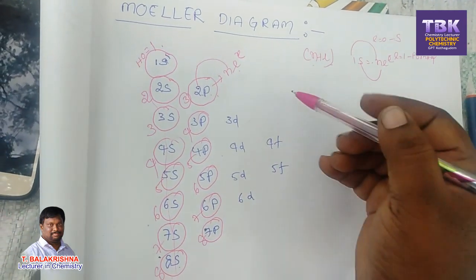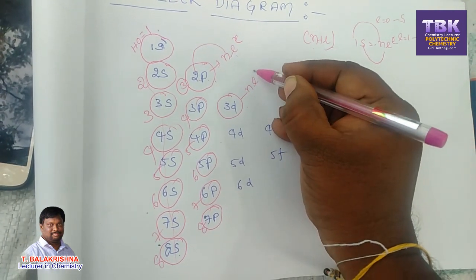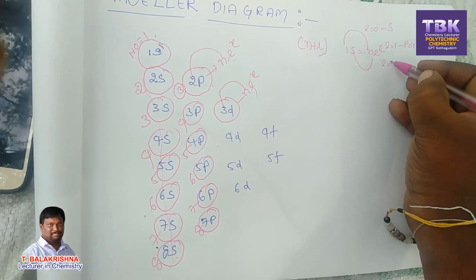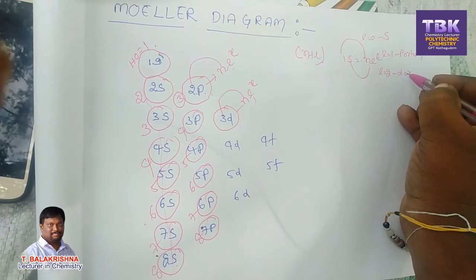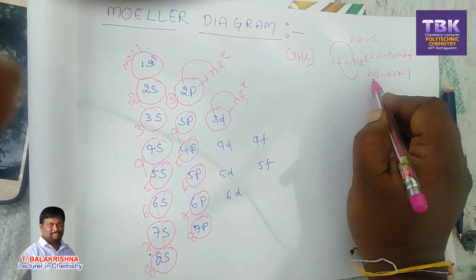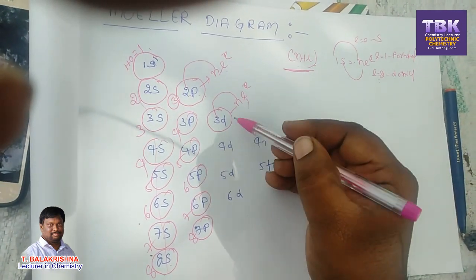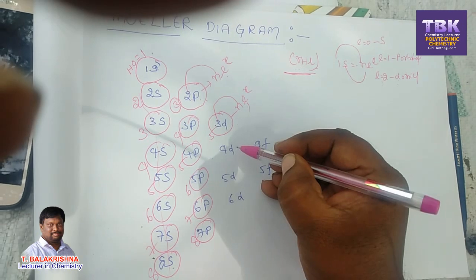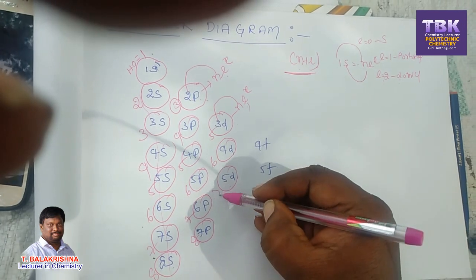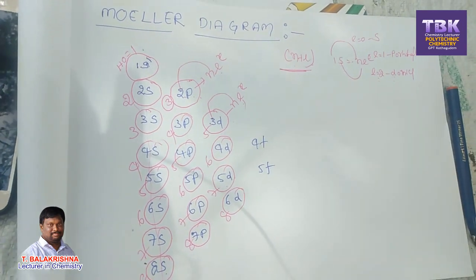Come to the third one, 3d orbital. What is the N plus L value? Compare with NLX. N is equal to 3. What is the L value? That is a d orbital, according to the azimuthal quantum number. L is equal to 2 for d. So we add 3 plus 2, because the formula is N plus L. 3 plus 2, 5. 4 plus 2, 6. 5 plus 2, 7. 6 plus 2, 8.